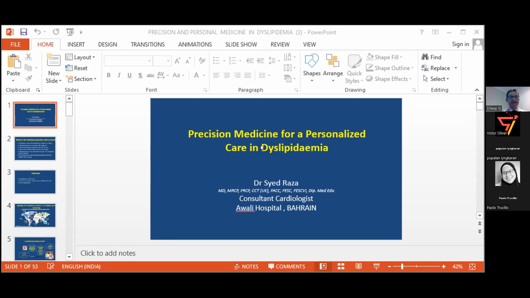So in fact, it is rosuvastatin 20 milligram which is considered high intensity statin. Atorvastatin 20 milligram will be a low potent statin.